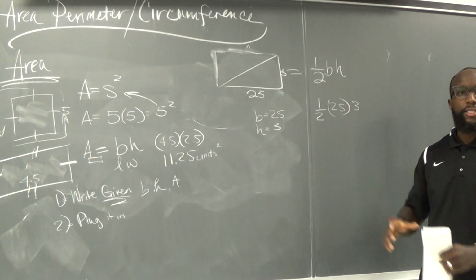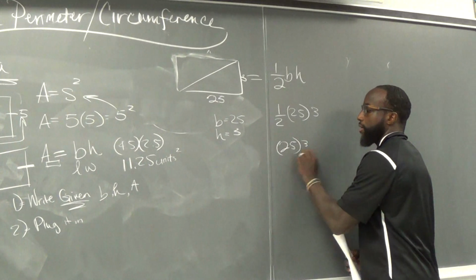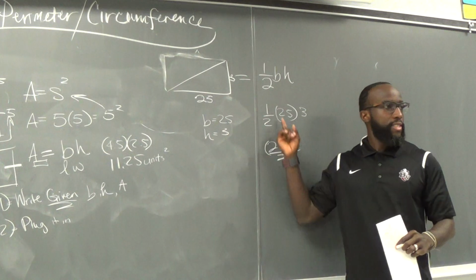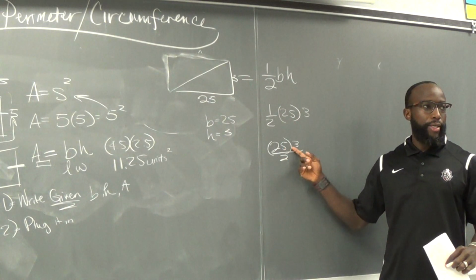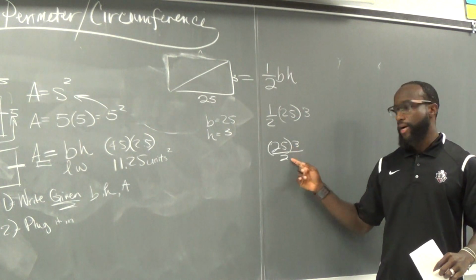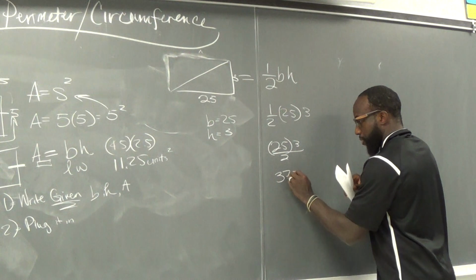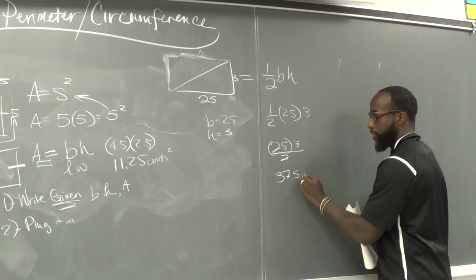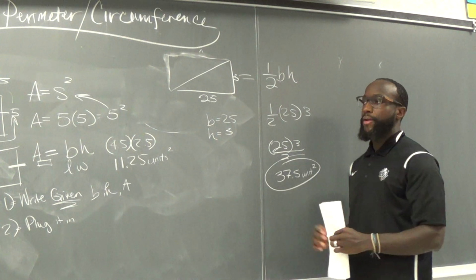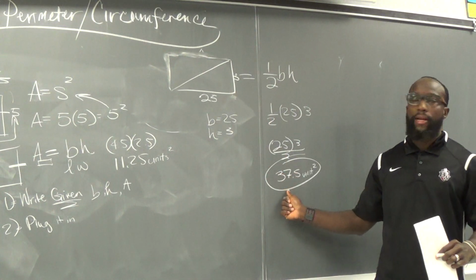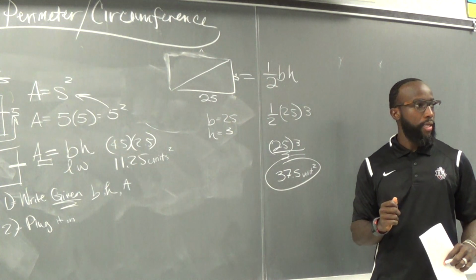You can write it like this, or it might be easier to look at it like this: 25 times 3 over 2. It's the same thing. These are the same thing, right? 25 times 3 is 75 divided by 2. 37.5. 37.5, right? Units squared, or square units. That would be the area for this triangle. Okay, we are good.